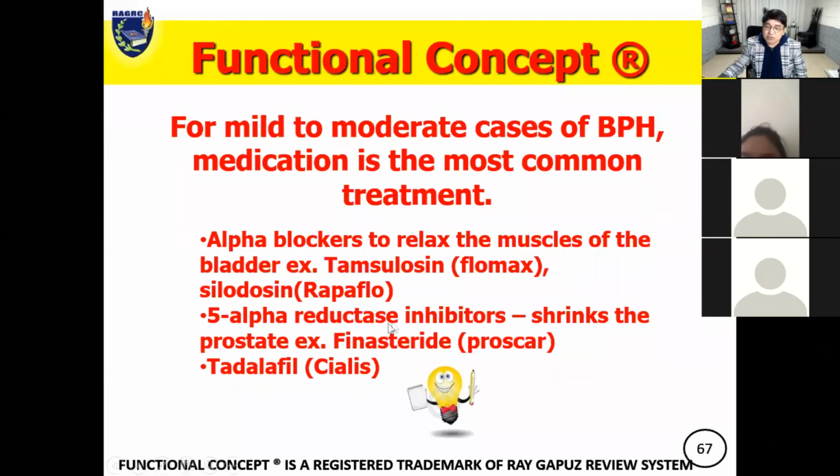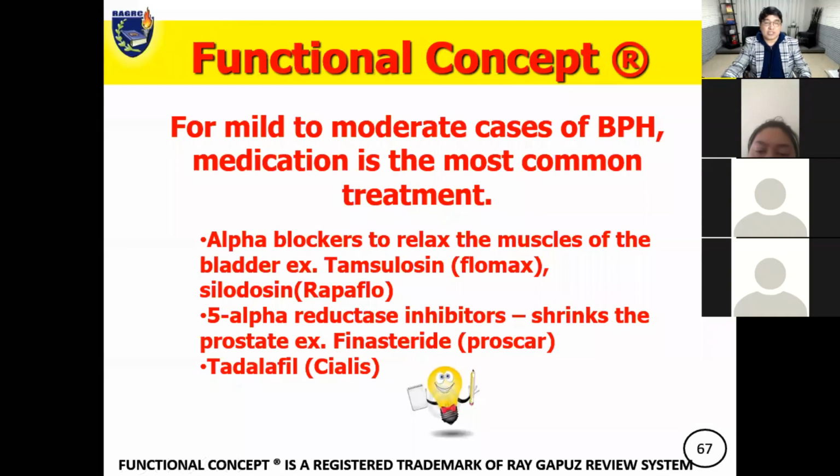Now, pay particular attention to the fact that when you have a female nurse who is administering finasteride or Proscar, always remember that finasteride could be absorbed through the skin, and this could potentially lead to birth defects. So therefore, if we have a female patient who accidentally touches the finasteride with her hands, just instruct her to wash the skin with soap and water.